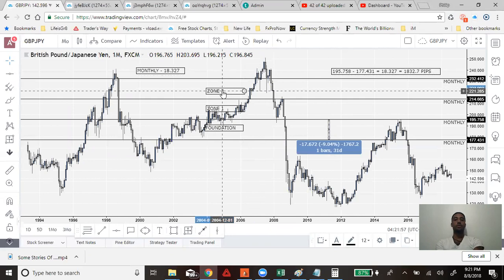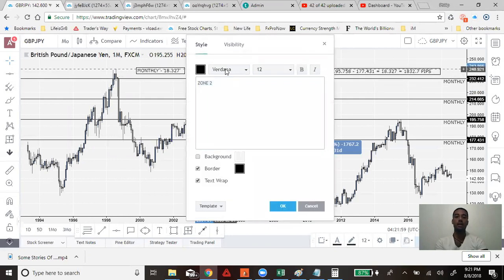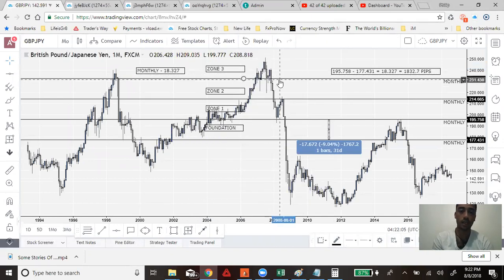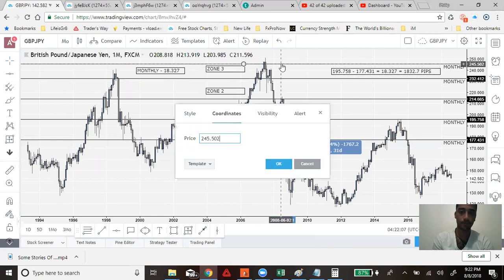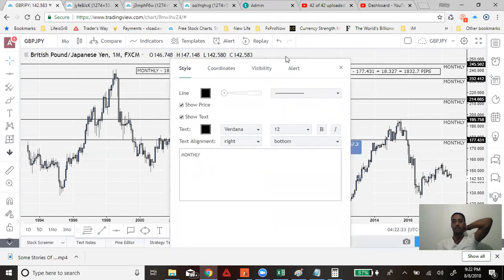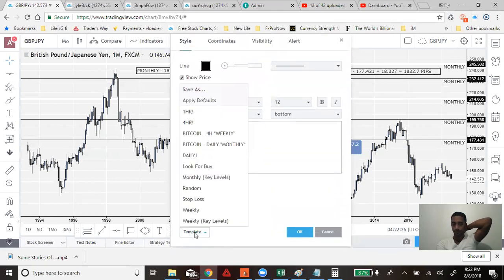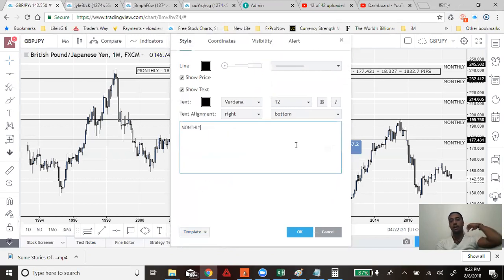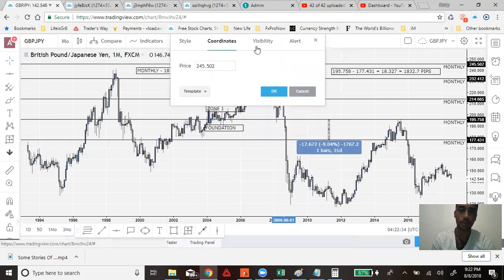So now we're going to come up with a zone 3, and that'll be the last monthly that we'll do heading up. Copy, paste, boom. Just so you know, the style of how I created that line is literally just a horizontal line, show price, show text, monthly, text align right, small line, black. Then I saved it as monthly key level, and then it stays there, so I don't have to change anything. Okay, so we're going to change the coordinates now.